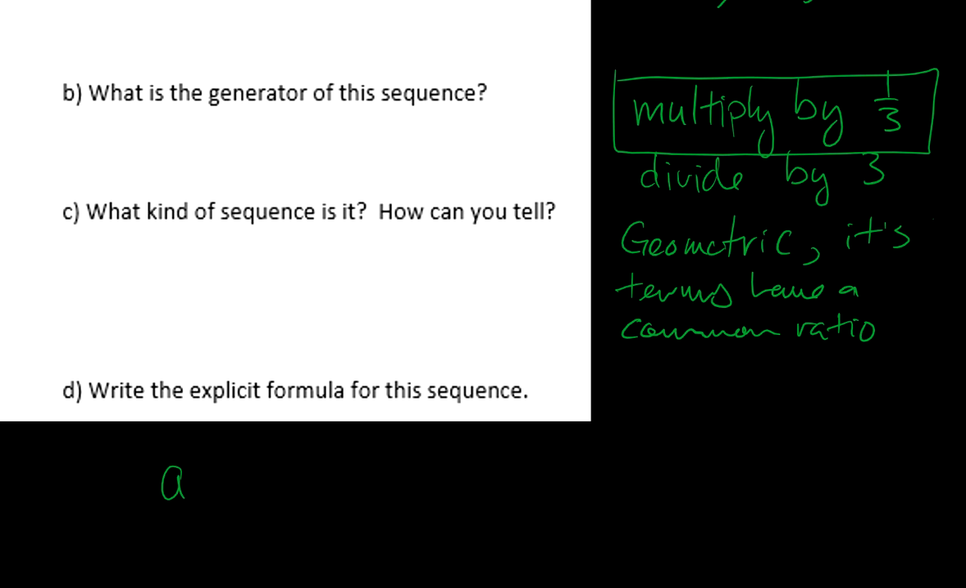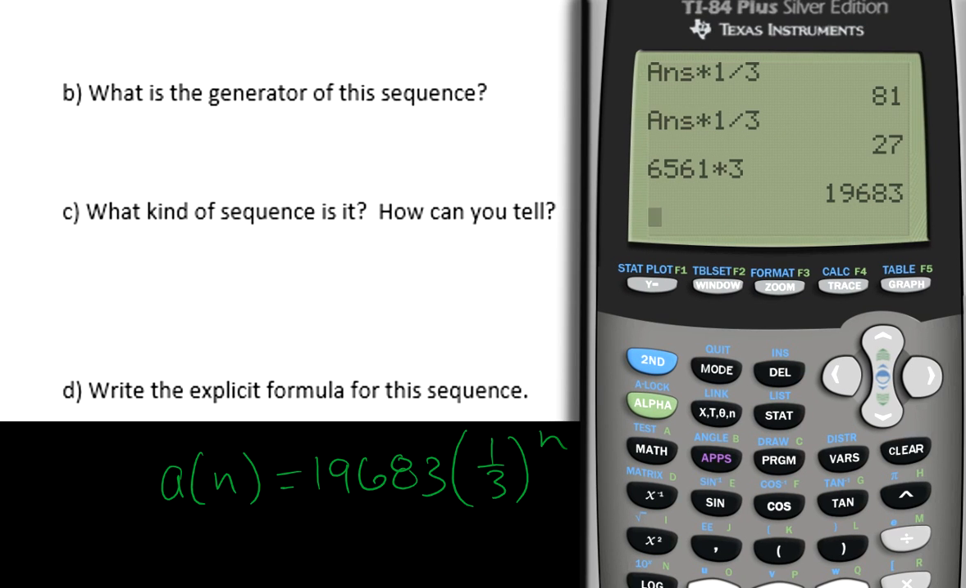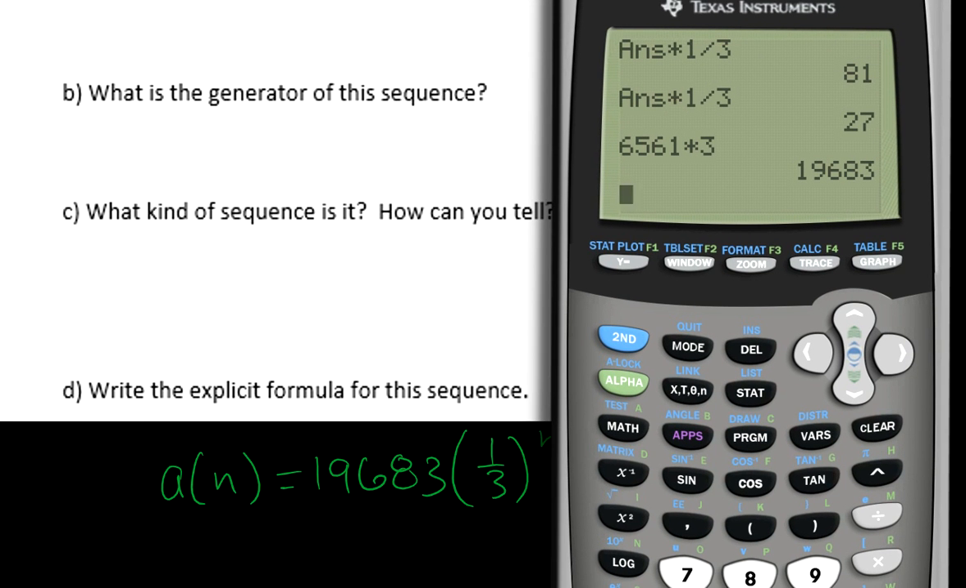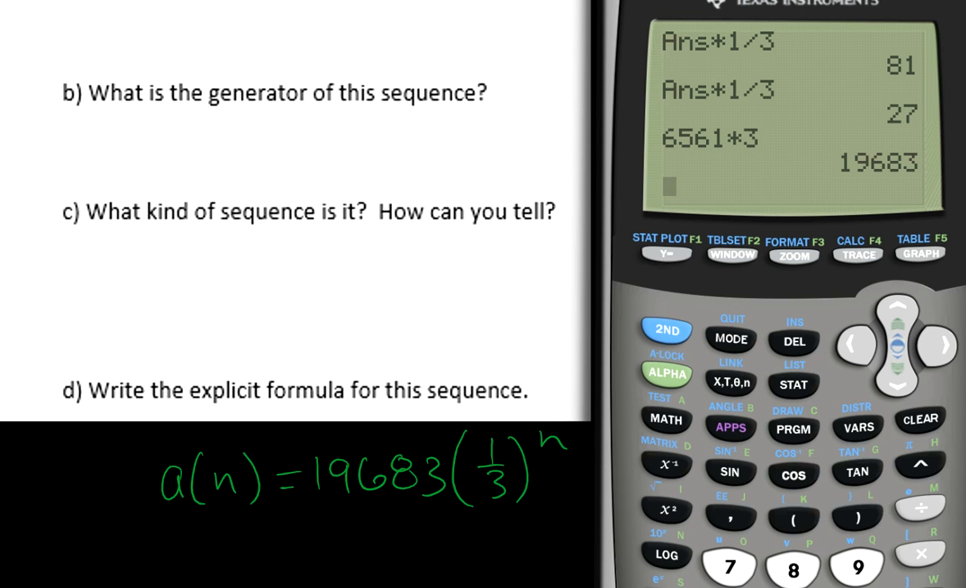So I know the 0th term is 19,683, so I think I can write this now. It's going to be A of n equals the 0th term, 19,683, and then I'm multiplying each time by 1/3, raised to the nth power. I understand that partly because I've paid attention and kind of memorized it. But what also is really compelling and convincing to me is I can take my scientific calculator and verify pretty easily that it's giving me the correct values.